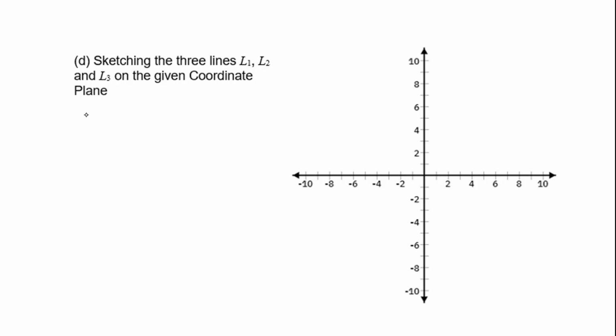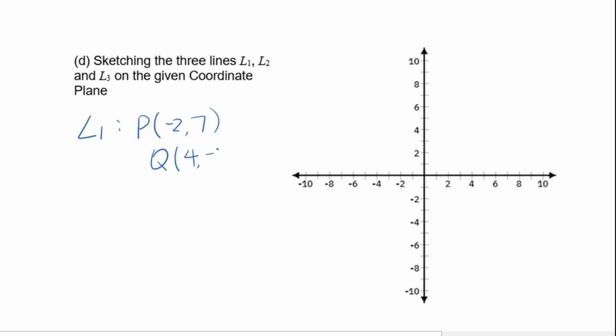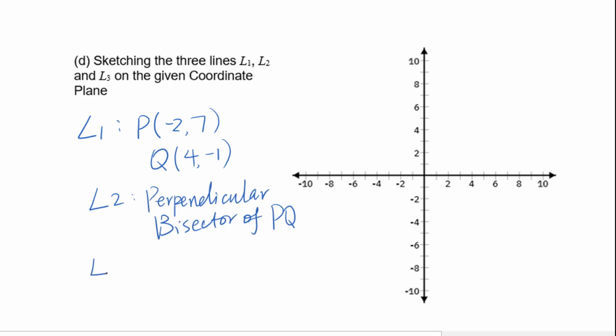Let's go to D, sketching the three lines L1, L2, L3 on the given coordinate plane. We know L1 passes through the two points P(-2, 7) and Q(4, -1). L2 is the perpendicular bisector of PQ. L3 is perpendicular to L1 and passes through the point R(1, -5).